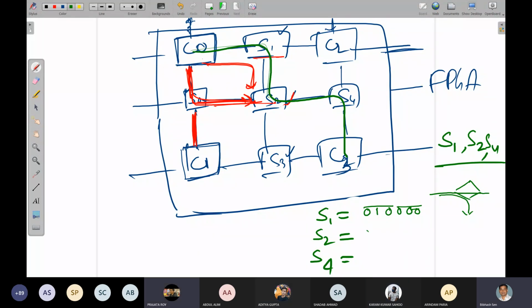It will not be this one. Okay, fine. So S4 and S1 will be the same, this one, 000100. All of you agree? Sir, S2 will be like horizontal itself, so it will be all zeros, just the last one is 1, sir.